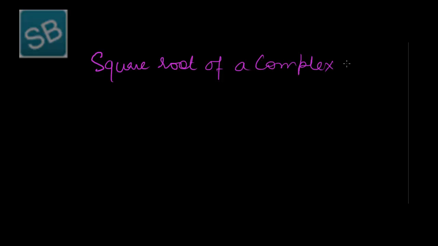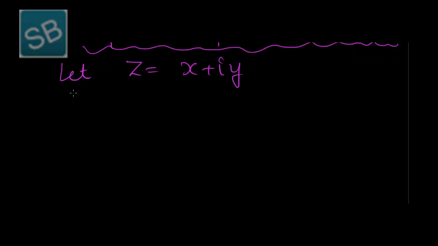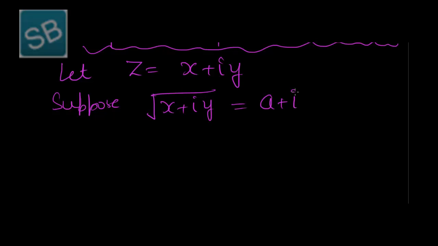Now here we will discuss how we can find out the square root of a complex number. So let z is equal to x plus iota y be a complex number, and we have to find the square root of a complex number. So we suppose the square root of x plus iota y is equal to a plus iota b, another complex number.